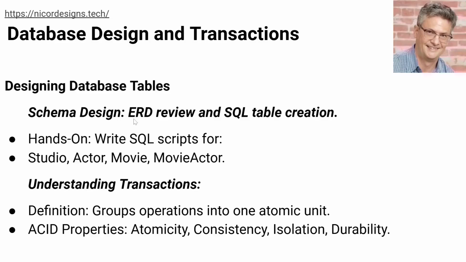We'll look at schema design with an entity relationship diagram to review our SQL table creation. We'll be writing SQL scripts for our database containing a movie studio, an actor, a movie, and the movie-actor relationship table. We will understand how transactions work, which group operations into one atomic unit, and they have what are known as ACID properties, which are atomicity, consistency, isolation, and durability.